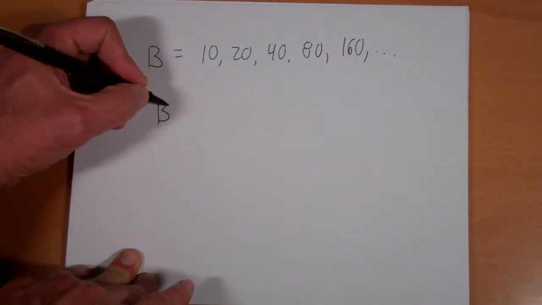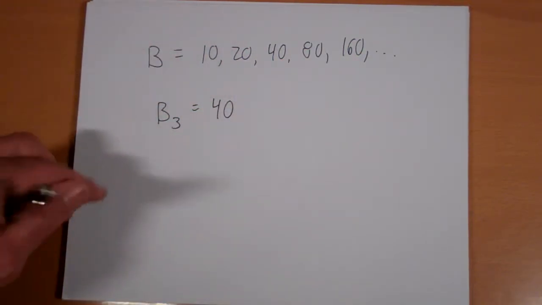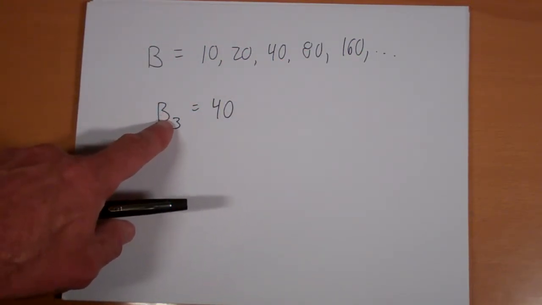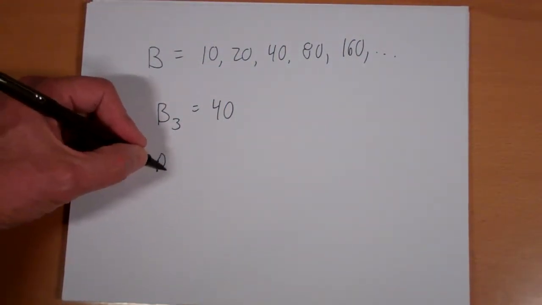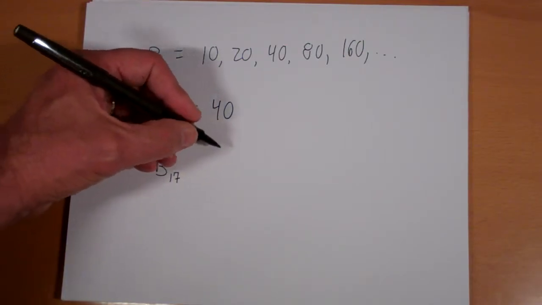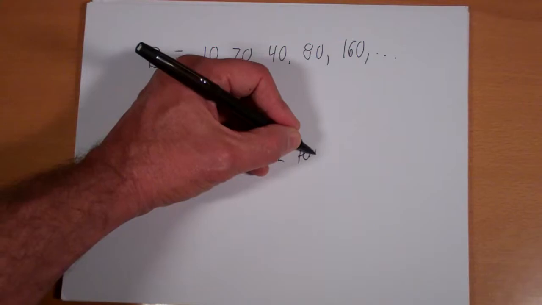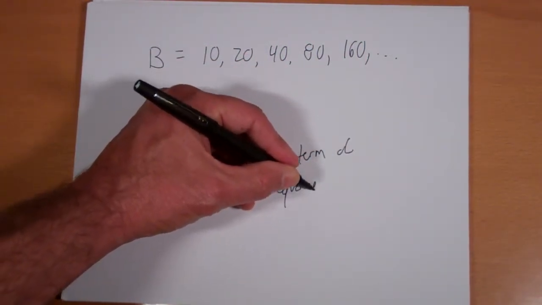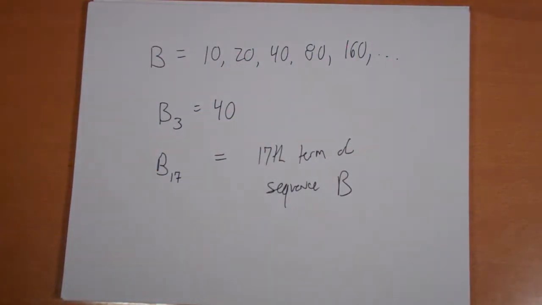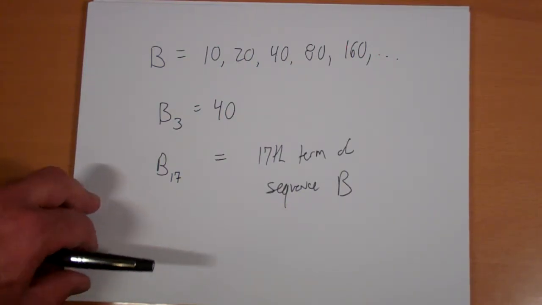So B3 would be 40. That means the third term of sequence B is 40. If we said B17, that means the 17th term of sequence B. And sequences can have fairly easy or fairly complicated patterns.